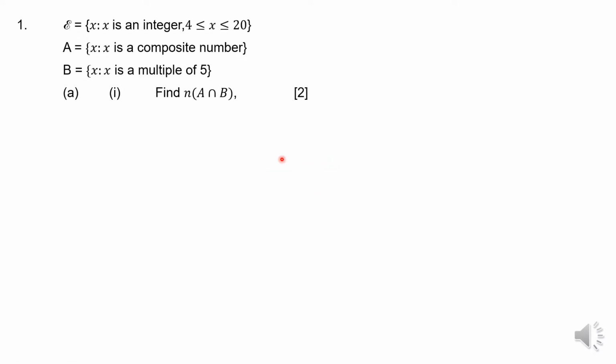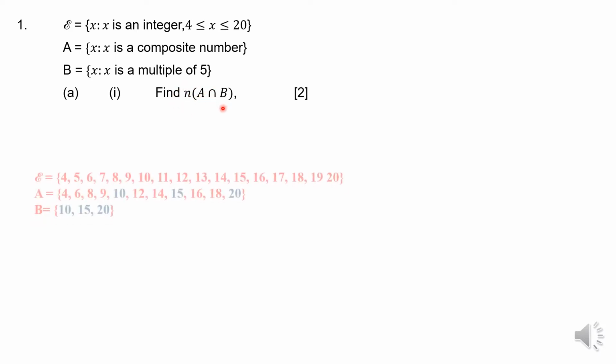Right, so the first question that we have here: you have the universal set of integers between 4 and 20, with 4 and 20 obviously included. Then you have set A, consisting of composite numbers. These are numbers that have more than 2 factors. And then set B consists of multiples of 5 between 4 and 25. Right, so we are supposed to find the number of elements of the intersection of A and B.